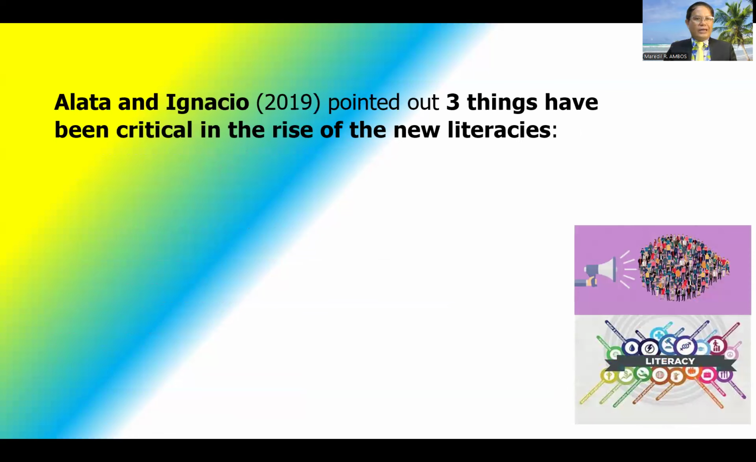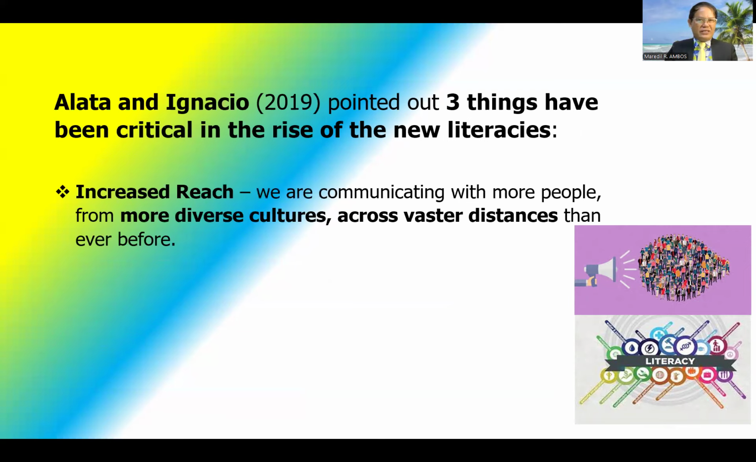According to Alata and Ignacio in 2019, they pointed out that there are three things that have been critical in the rise of the new literacies. The first is the increased reach. From the word reach, because we can now communicate with more people, with diverse cultures and across vaster distances. So it's very nice that we can widen our reach.